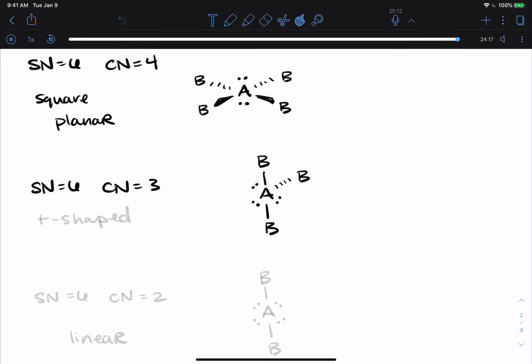Well, this looks pretty similar to something that we saw for steric number 5. If you were to tip this on its side, it looks like the letter T. So this is T-shaped.